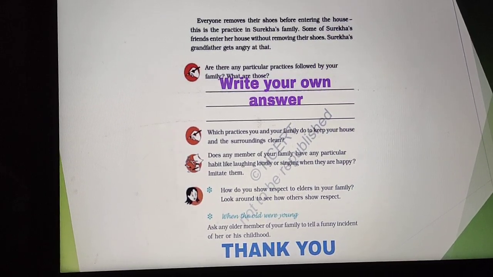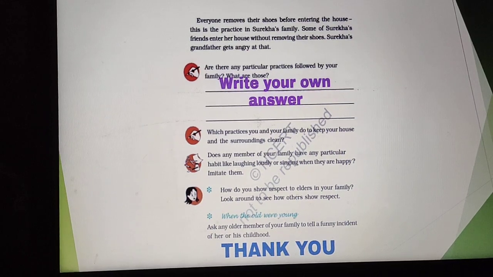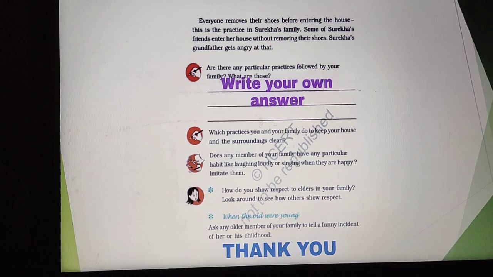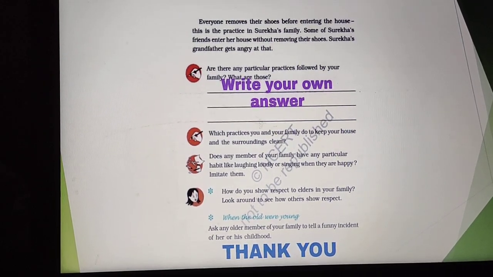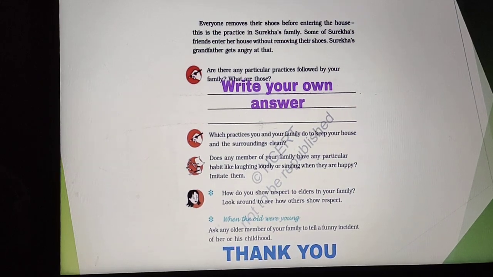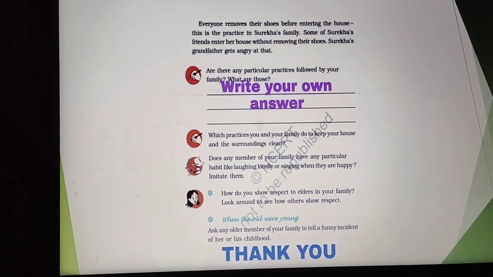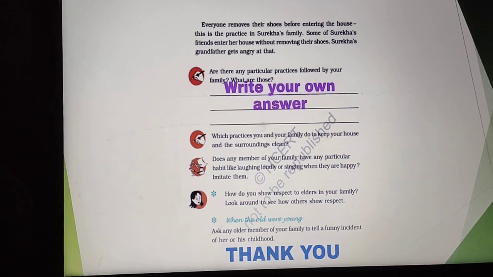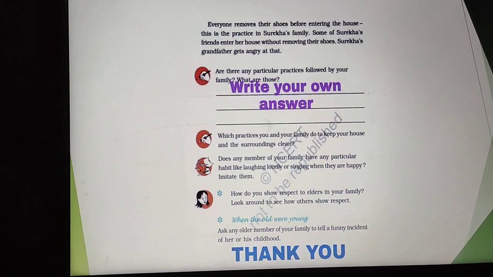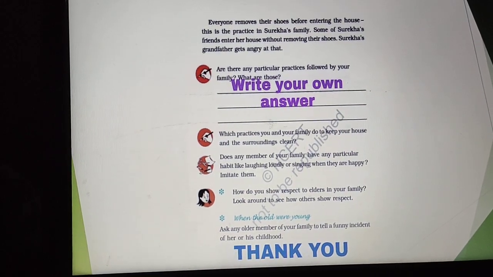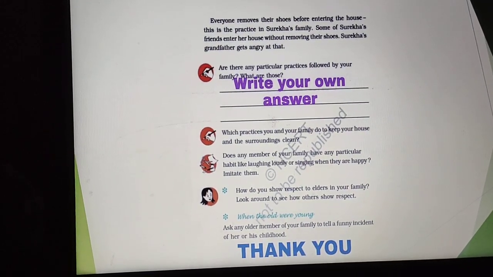Some of Surekha's friends enter their house without removing their shoes. Surekha's grandfather gets angry at them. One day, when Surekha's friends came to Surekha's house to meet her, they entered the house without removing their shoes. So her grandfather got very angry. Why? Because that was a tradition in her house that before entering the house, they all have to remove their shoes outside the house. We all have our traditions in our house, right students?